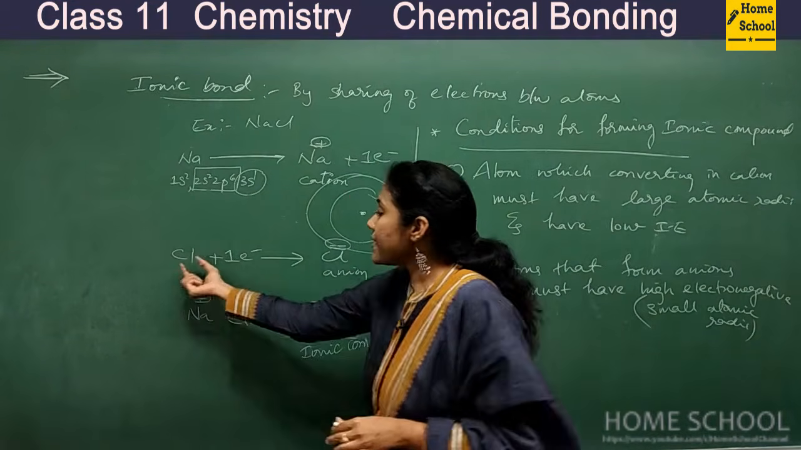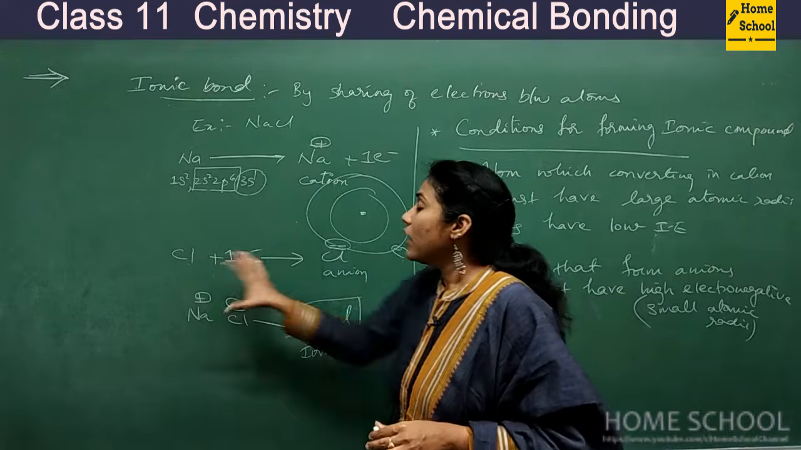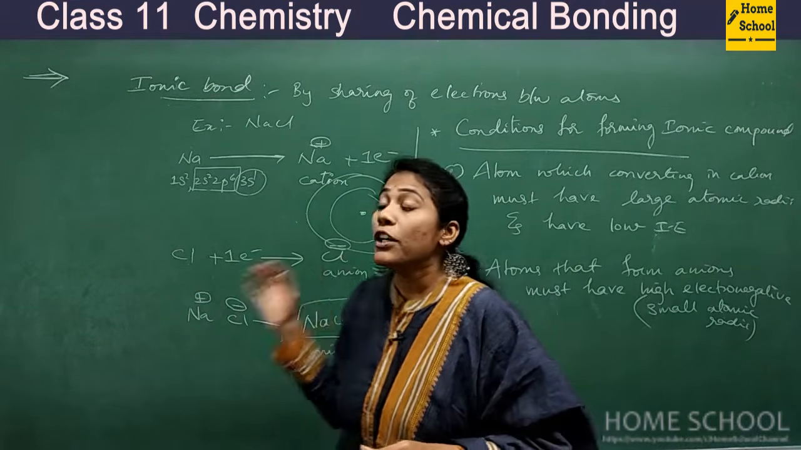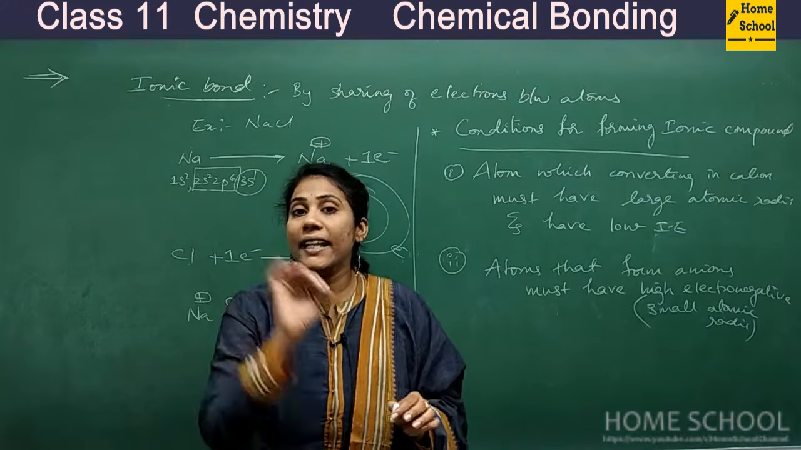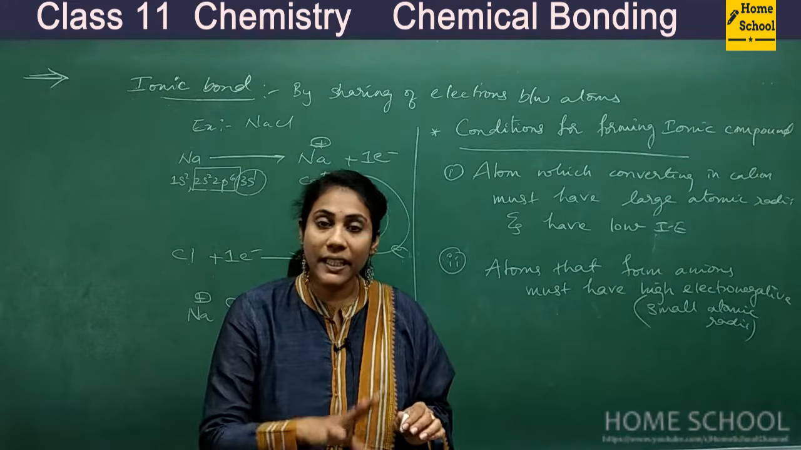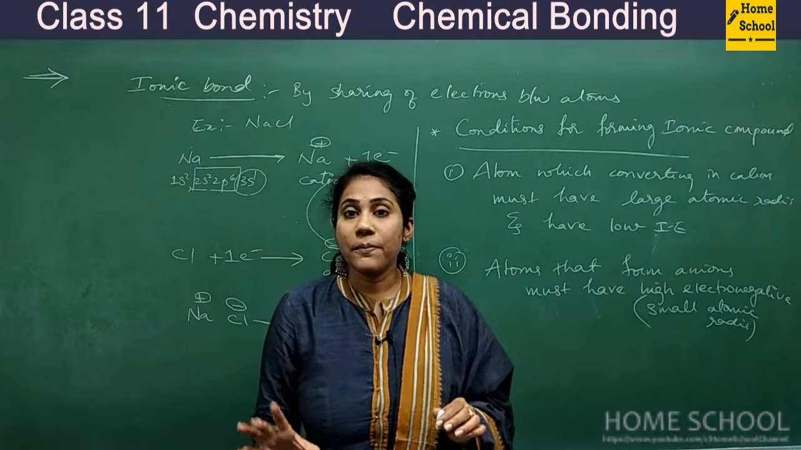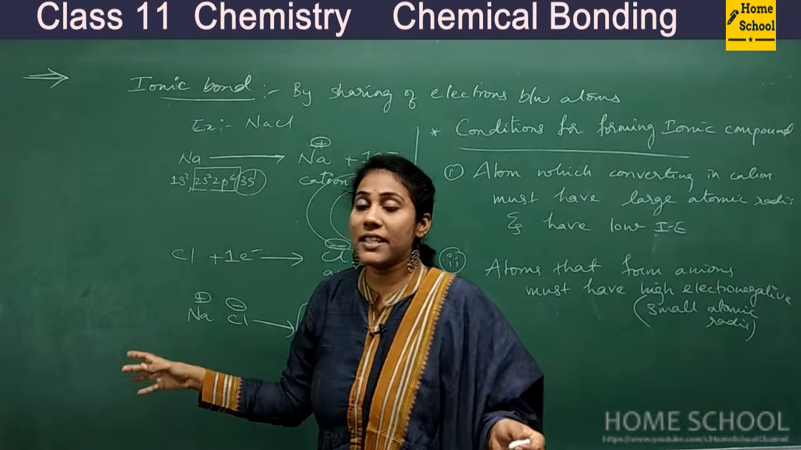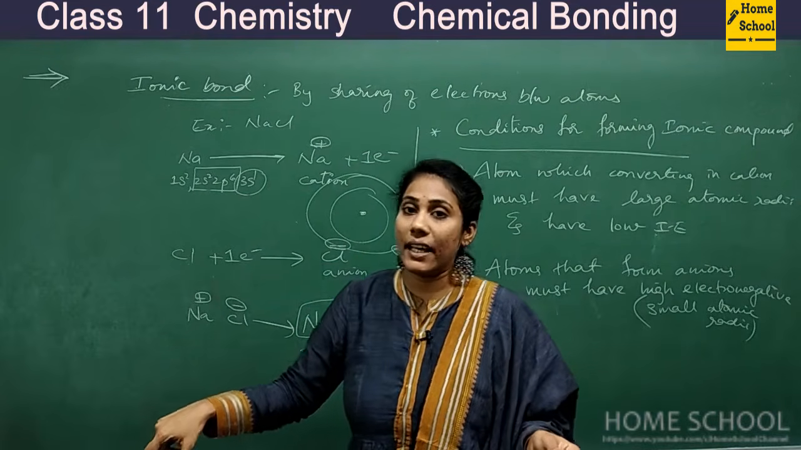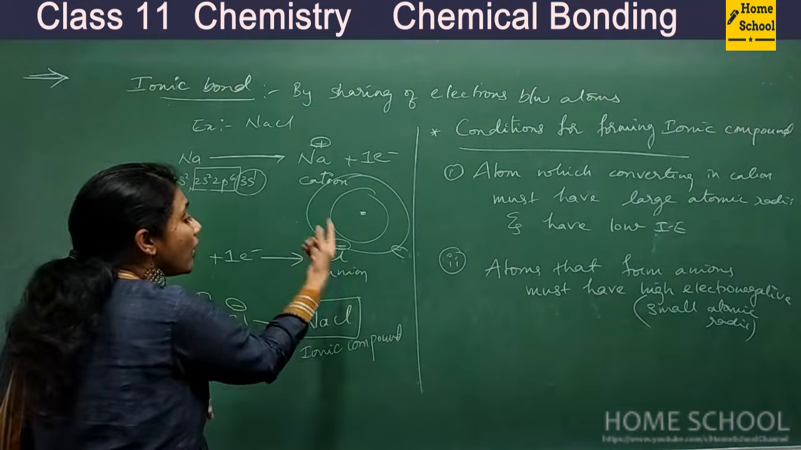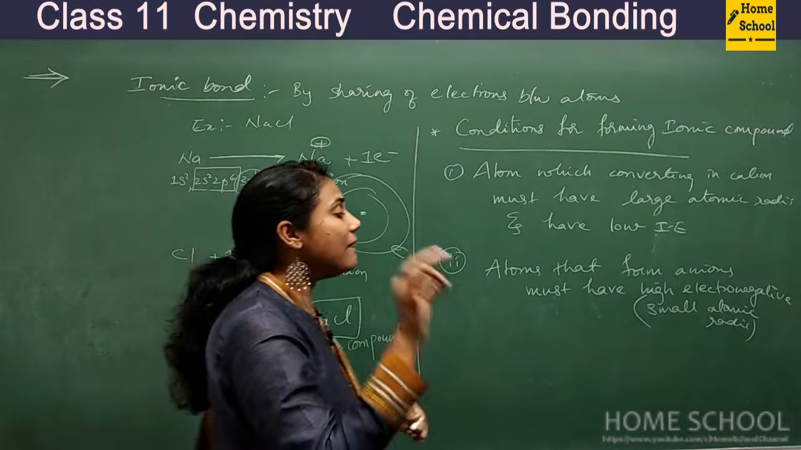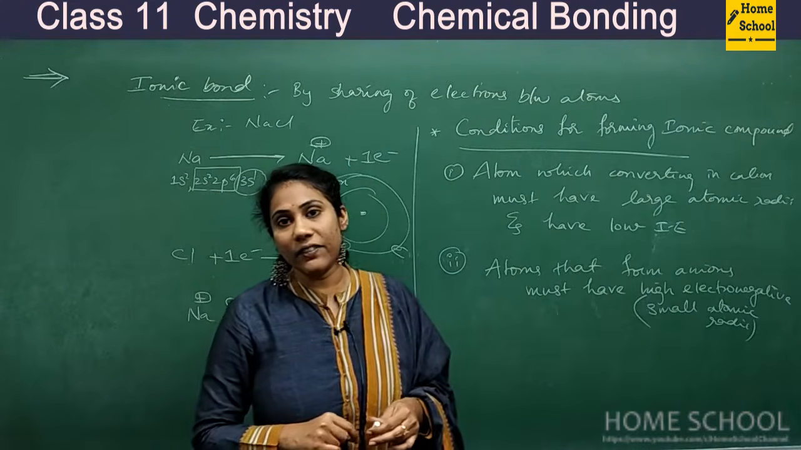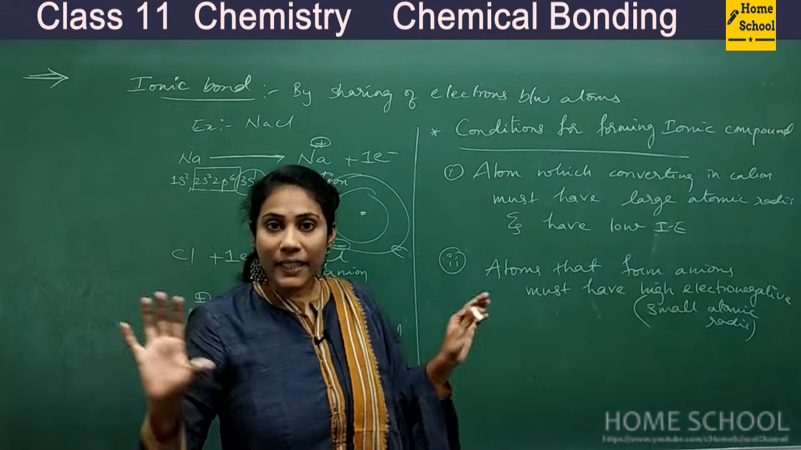So here this chlorine is getting converted into an anion. Usually whichever atoms convert into an anion should have more electronegative property and should be smaller in size. So the one which is converting into a cation must be larger in size with less ionization enthalpy, and the one which is forming an anion must have less size, less atomic radii and high electronegativity. So this must be the condition.